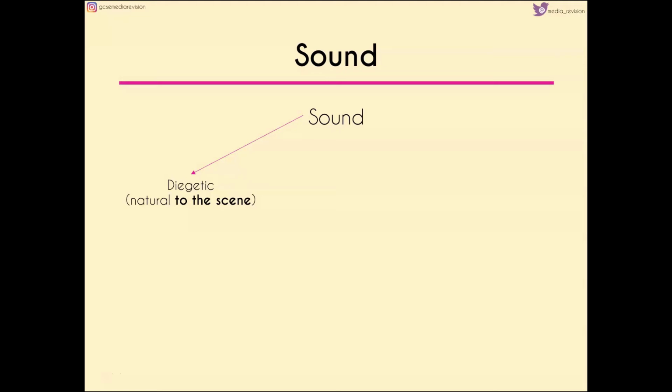So if we're looking at a street in a city centre, we would expect to hear the noise of people talking, of cars. All that sort of stuff is natural to that scene, so we would class it as diegetic sound. Now, things that are not natural to the scene, things that are added in post-production, are called non-diegetic sounds. So these are things like voiceovers, theme tunes, any sort of background music. All of this is not natural to the scene that we are witnessing, and so this would be non-diegetic sound.